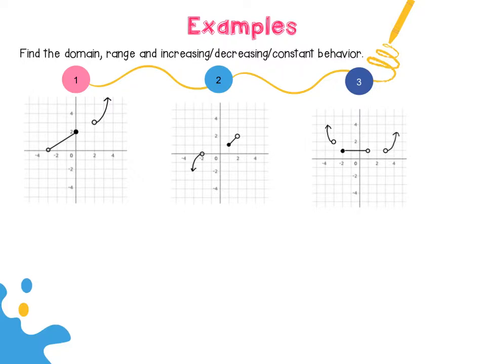All right, so now we're going to actually apply what we just read. We're going to be finding the domain, the range, and whether our graph is increasing, decreasing, or constant. So let's take a look, and I'm going to zoom into number 1.